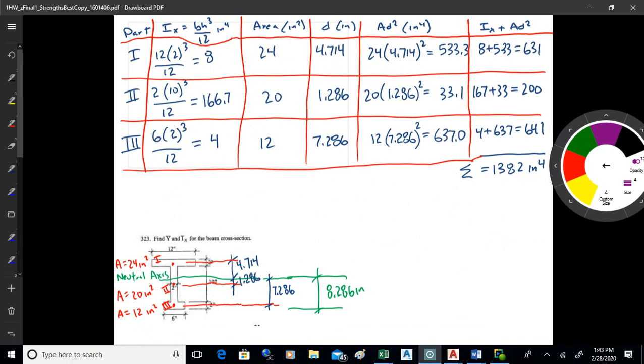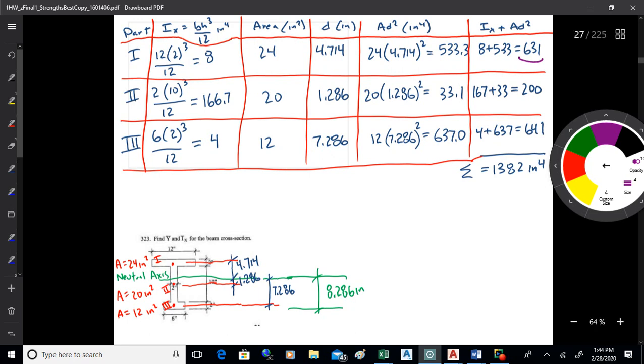So part number one, I got a base of 12, height of 2. So 12 times 2 cubed over 12 is 8. That's inches to the 4 is the units on that. The area is 24. The distance is 4.714. So I take 24 times 4.714 quantity squared. I get 533.3, and I add that to the 8, and I get 631. And I just run through that process repetitively.